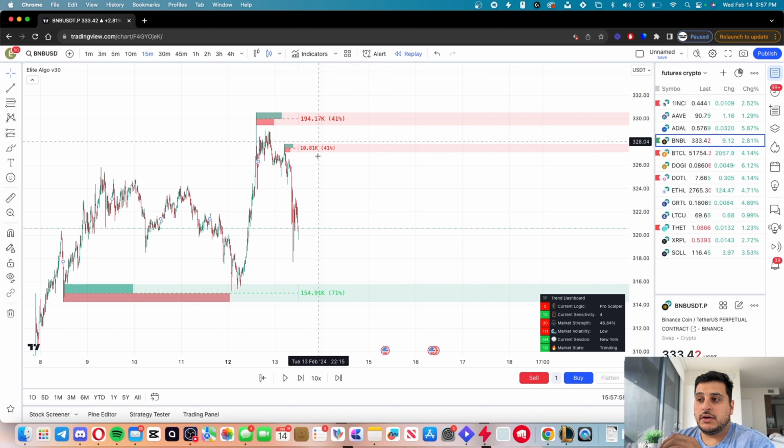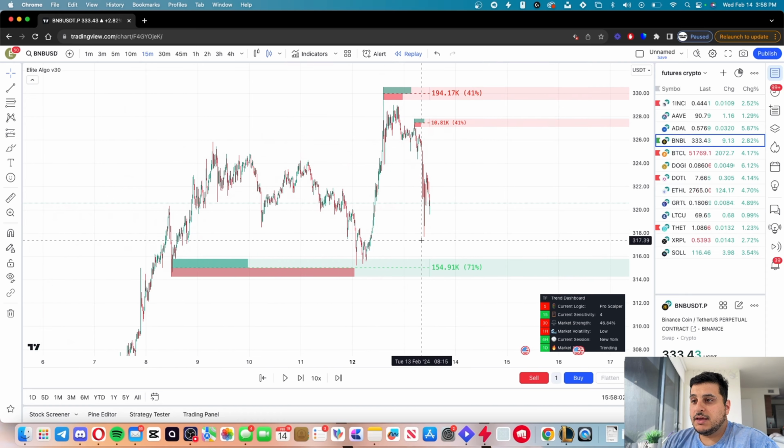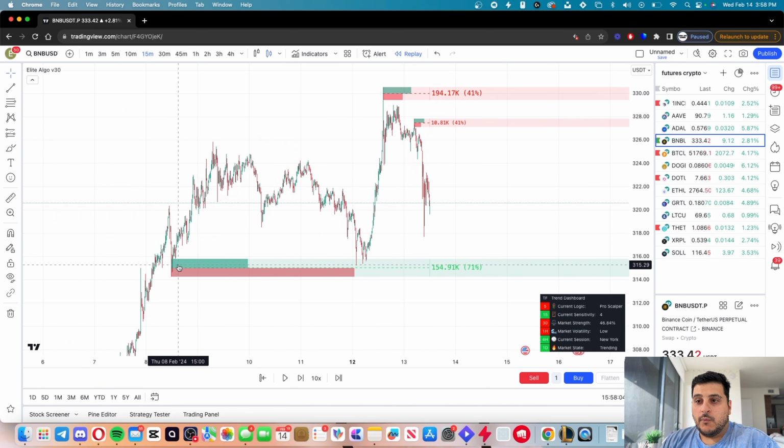Now, what we're going to do here is we're going to understand exactly how to trade these order blocks. So what's going to happen is you're going to see an order block get printed. We don't want to be trading right away. We want to wait until that order block gets retested by the price.